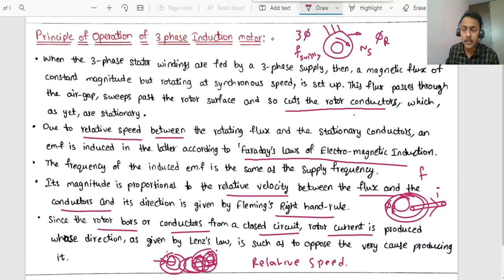So for that sake, the rotor tries to rotate and catch up with the rotating or revolving magnetic field, which is at synchronous speed. But the rotor speed cannot become equal to the synchronous speed. That is the reason why the three-phase induction motor is also called an asynchronous machine. This is how it gets operated.